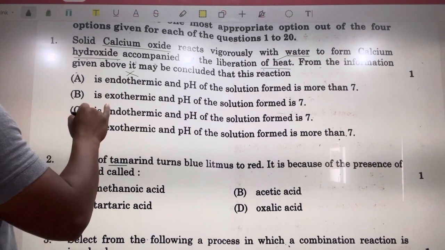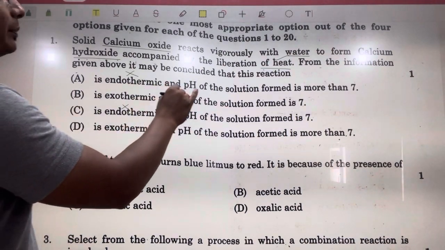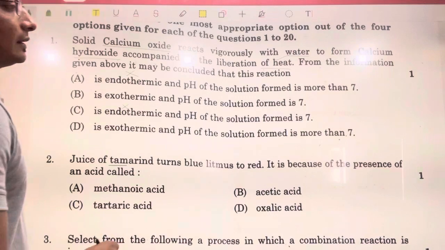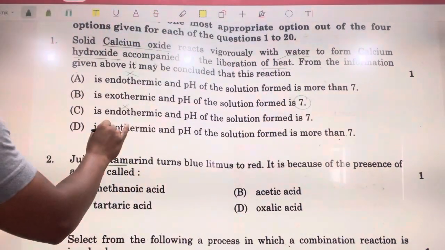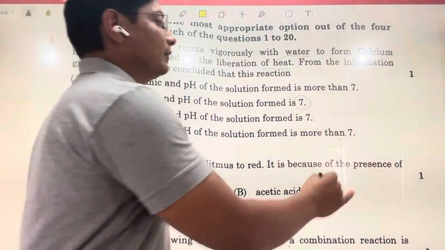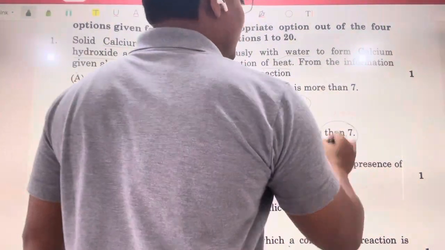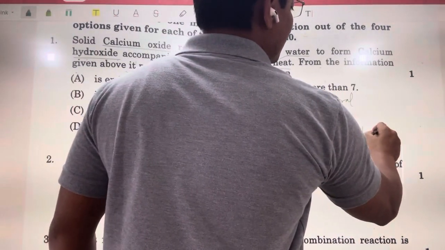Then there are two options with exothermic. So these two are eliminated. So it is exothermic and the pH of the solution formed is 7. And the last option says that it is exothermic and the pH of the solution formed is more than 7. So more than 7 means here it is neutral and here it will be basic. So this will be basic type.